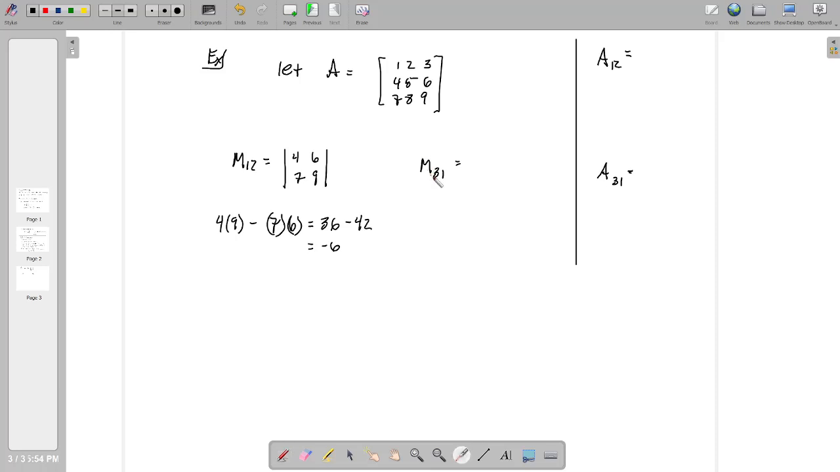Our minor m sub 3, 1 will be done in exactly the same way, except now we delete the third row and first column. We look at the remaining matrix, 2, 3, 5, 6. So this 2 by 2 matrix is what we're taking the determinant of in order to find the minor m sub 3, 1.